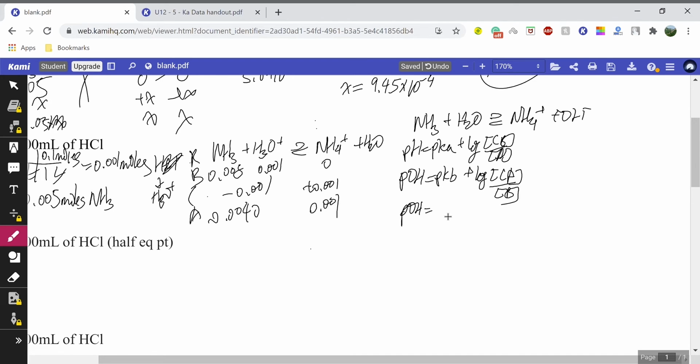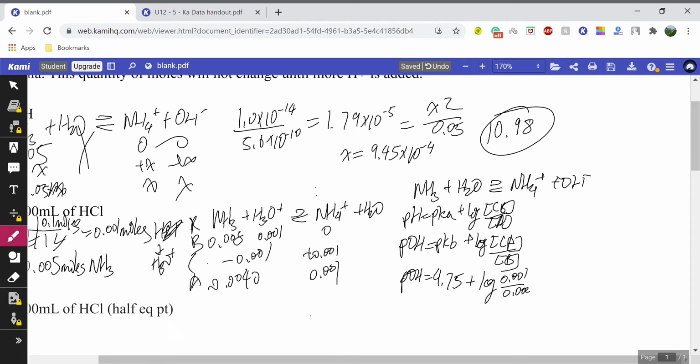Actually, it's going to give you 4.75. 4.75 plus the log of conjugate acid. NH4 plus is the conjugate acid, so it's going to be 0.001 on top divided by 0.004. So 4.75 plus the log of 0.001 divided by 0.004 will give you 4.17.